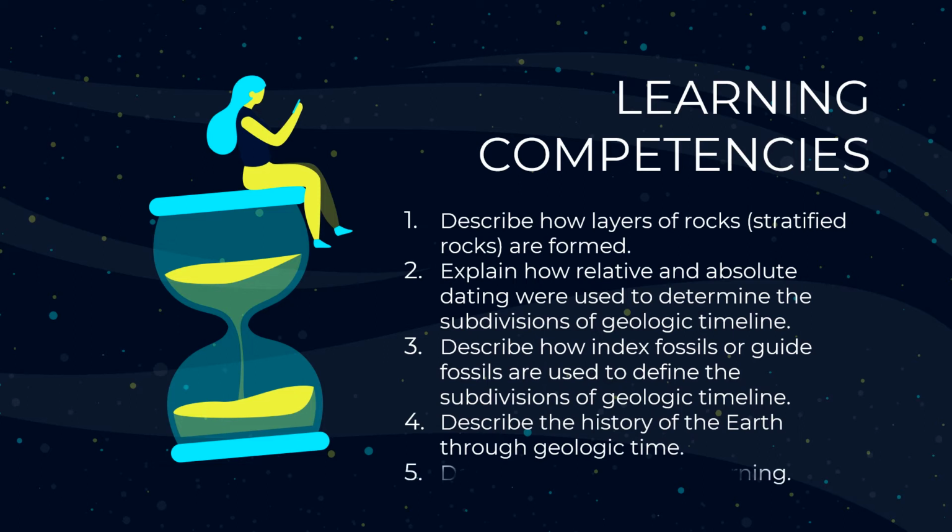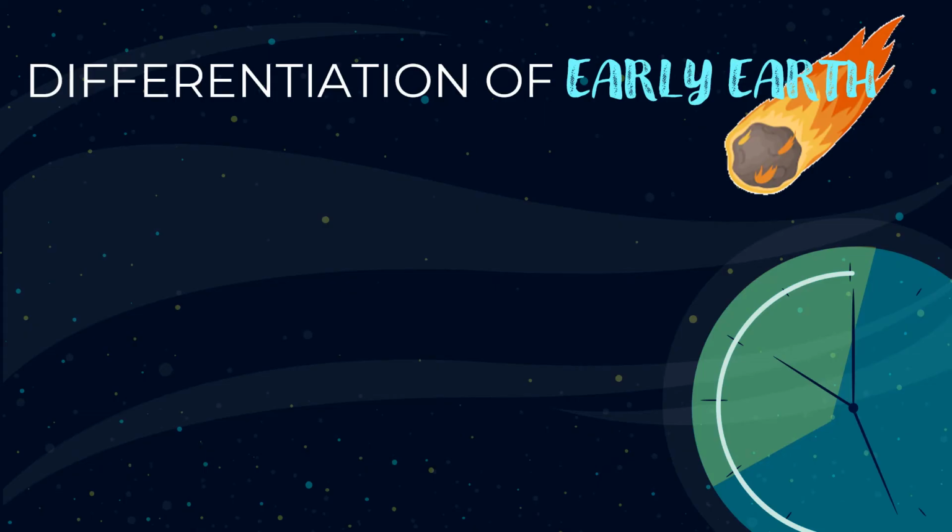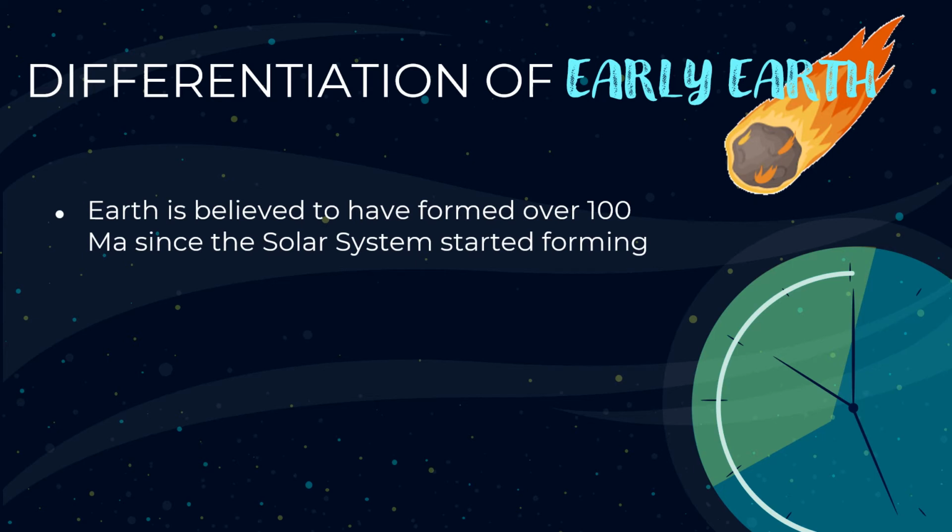Okay, so for the first lesson, we will be discussing the differentiation of early Earth. In the previous discussion, you learned that the solar system began to form approximately 4.5 Ga from a disk of dust and gas around a young sun. Based on the meteorite estimate, Earth is believed to have formed over a period of 100 Ma since the beginning of the solar system.